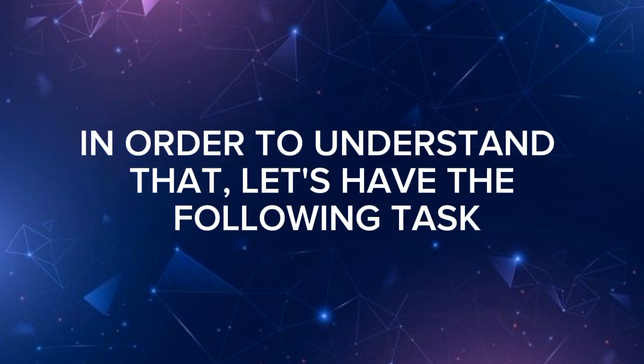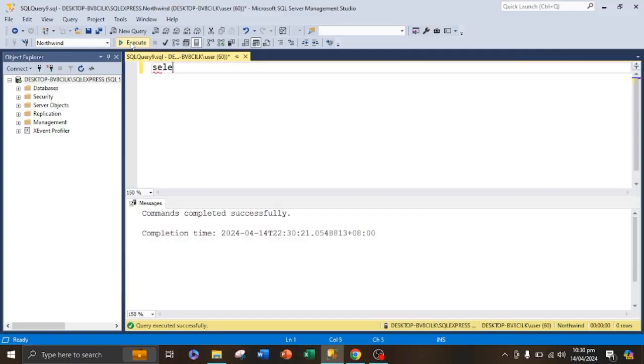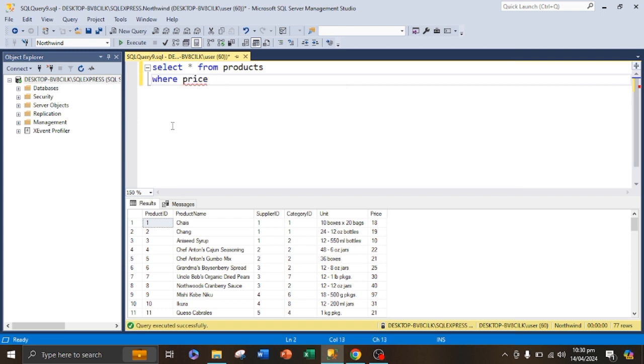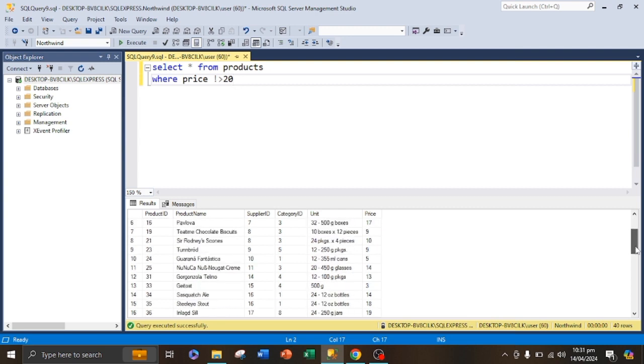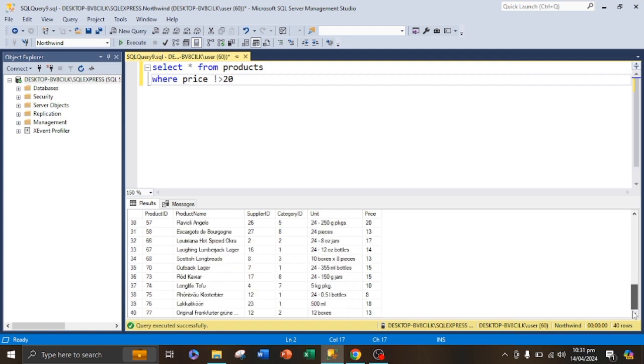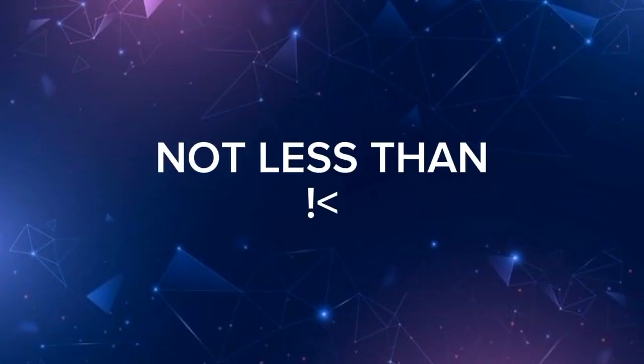In order to understand, let's have the following task. Find all the products where price is not higher than 20. So the syntax that we will use is SELECT * FROM products WHERE price !> 20. As you can see, all of this data is not higher than the price of 20. So, not greater than can be effectively expressed using the less than or equal to operator. The last operator is not less than.